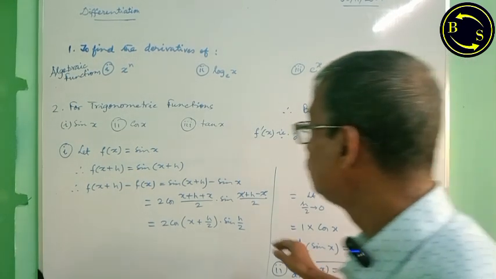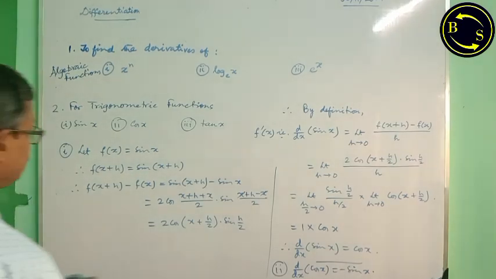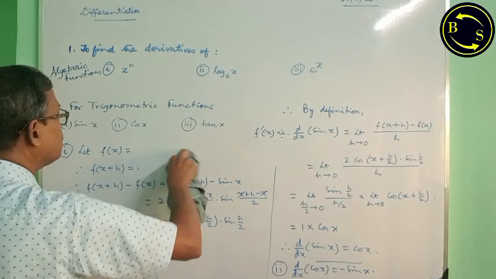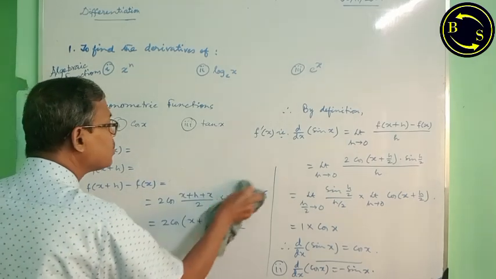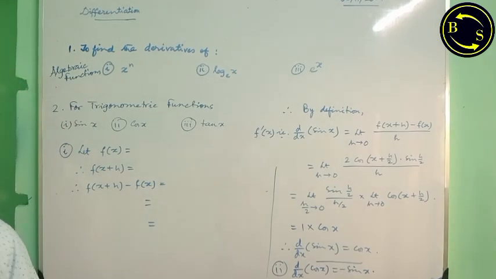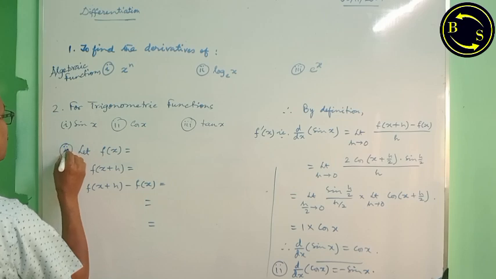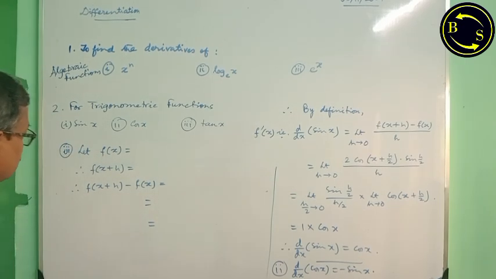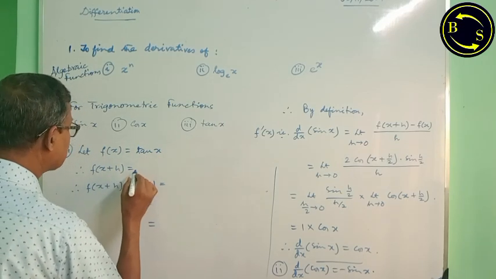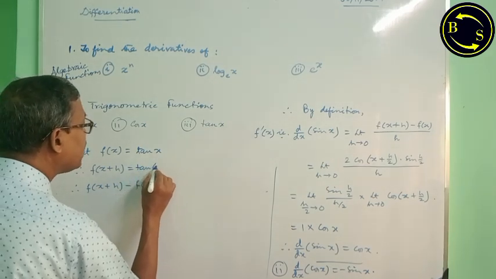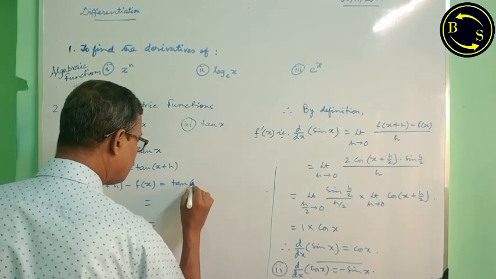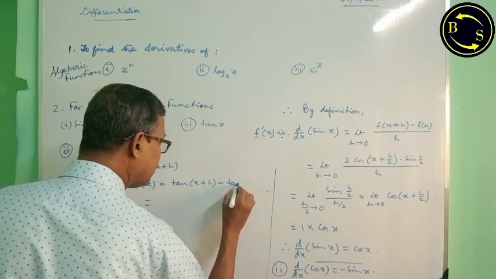I am now going to find the derivative of tan x. For that, as the steps will be mechanically same, I have kept the other format same. In this case, it will be tan x. Therefore, f(x + h) will be tan(x + h). Therefore, if we simplify this, it will be tan(x + h) minus tan x.